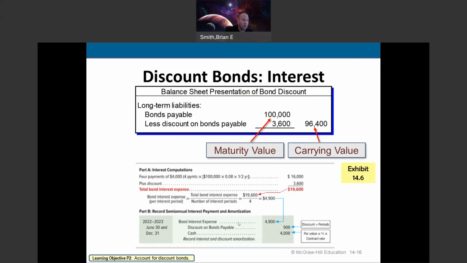But what I don't want you to worry about is the amortization, okay? It's showing you a little bit about the amortization over here. Don't worry about that. I'm not going to hold you to that. Just worry about how much the bond interest expense and the cash is going to be, okay? But just know that we're going to be taking some of that out of the discount on bonds payable.